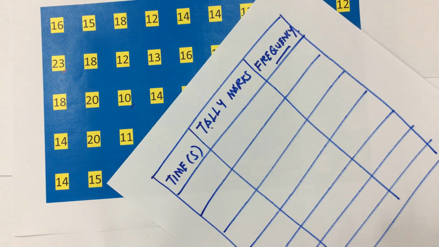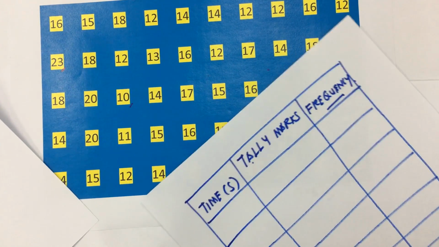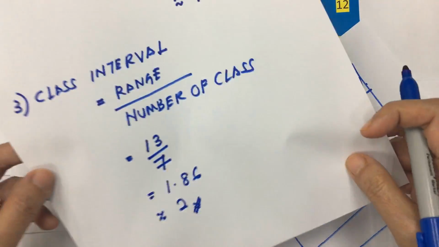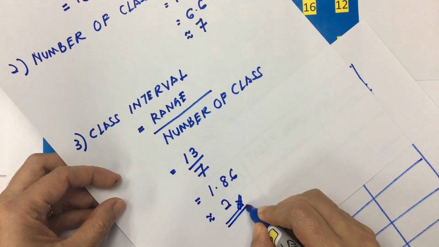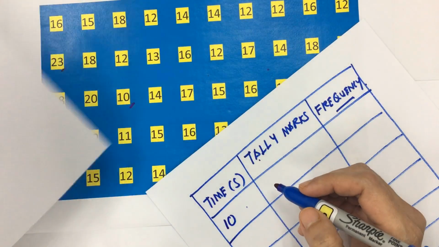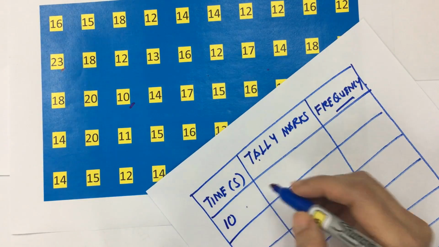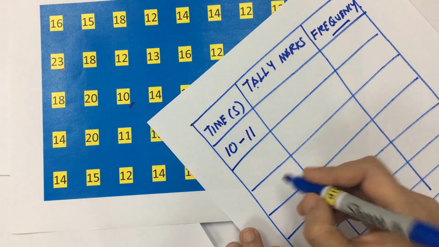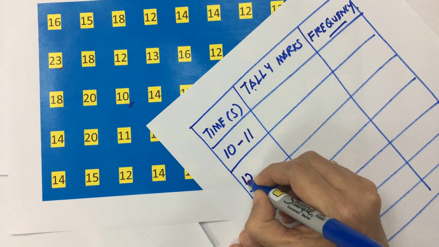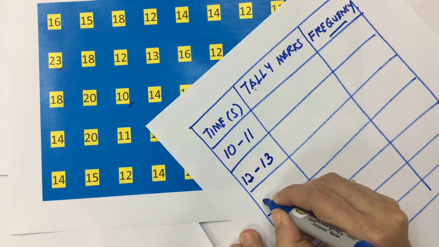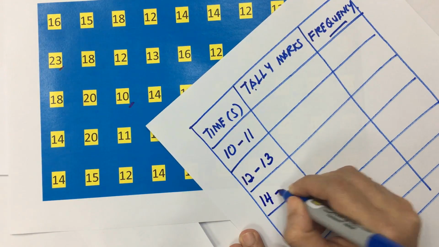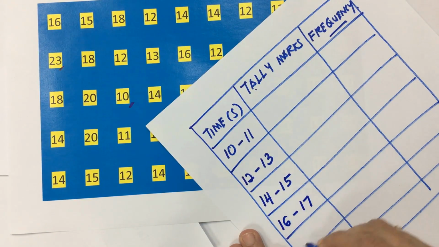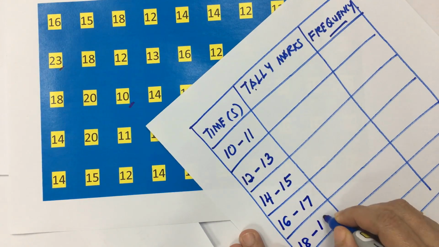We start the first class or group with the smallest value, which is 10. And because the class interval is 2, the first class contains data from 10 to 11. The second class is from 12 to 13. The third class is from 14 to 15. You can repeat the same steps until you get all the 7 classes.